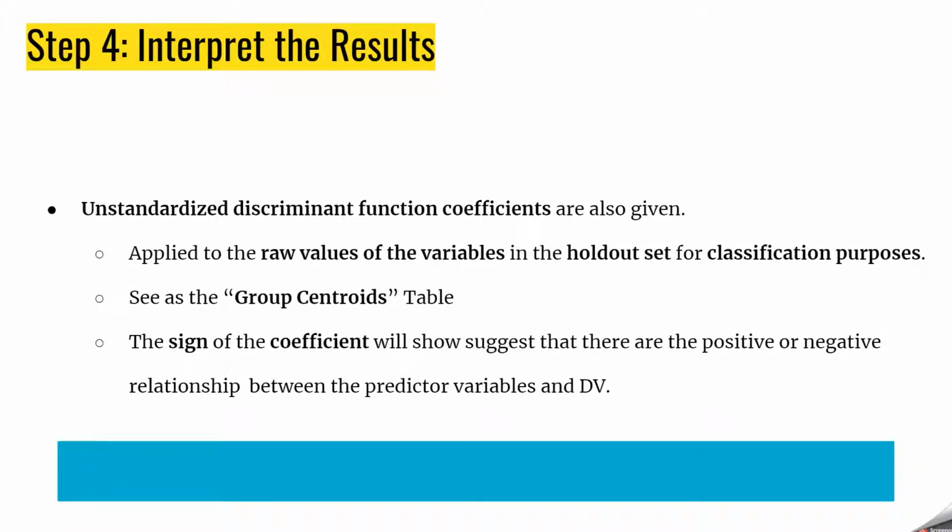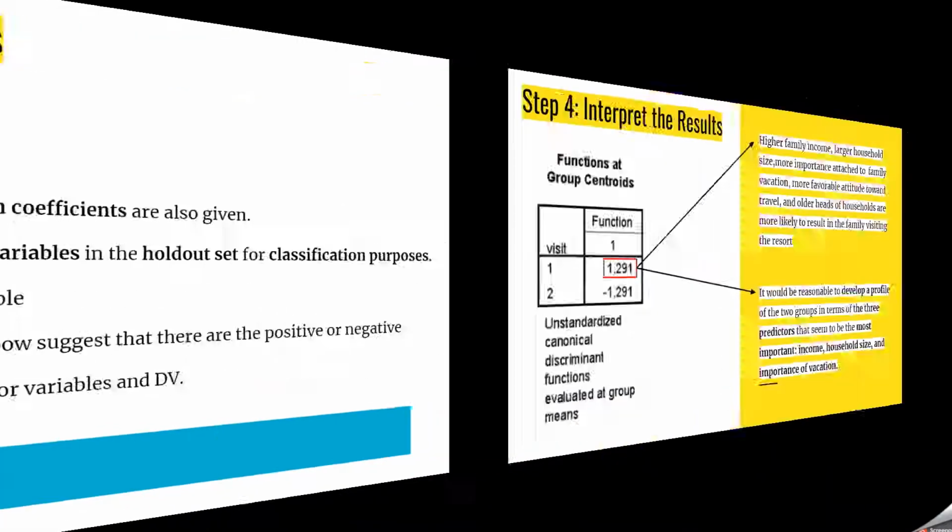Another way to see this in the table is to use the unstandardized discriminant function coefficients, which are also given to us. They are applied to the raw values of the variables for classification purposes, as in the group centroid table I will show you later, and the sign of the coefficient suggests whether there is a positive or negative relationship between the predictor variable and the dependent variable.